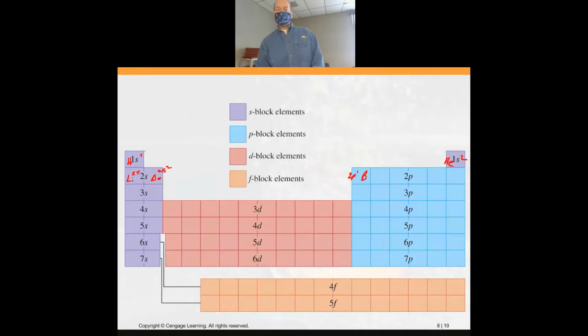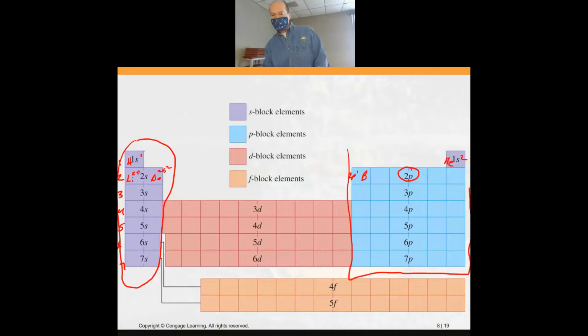All right, and so if you can remember that the first two columns are the s's, and they start at 1, and then 2, 3, 4, 5, 6, and 7. They're the same as the period number. And then your p's start at 2. So there's the 2p, then the 3p, 4p, 5p, 6p, and 7p. And the p's all hold 6 electrons. There are 6 elements over here for your p's.